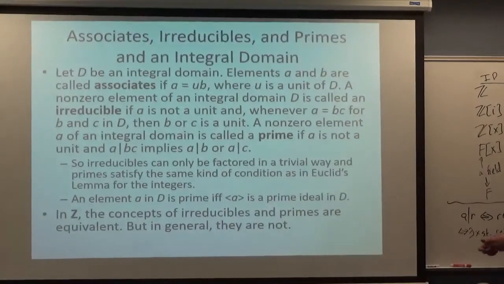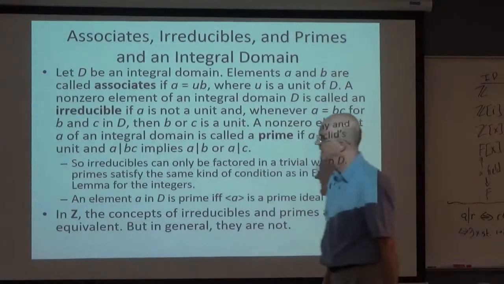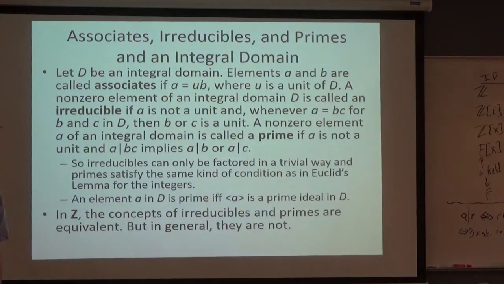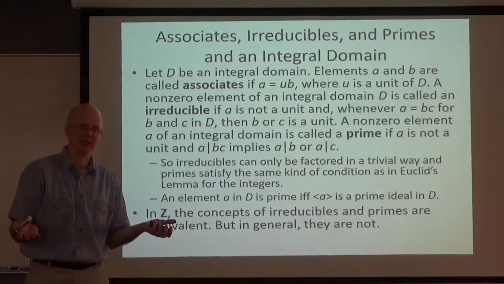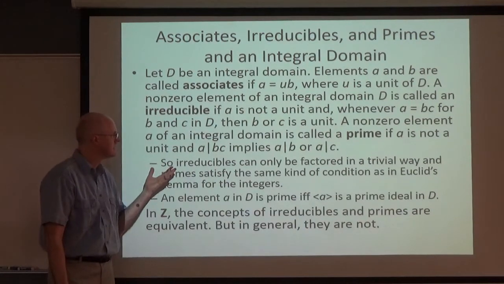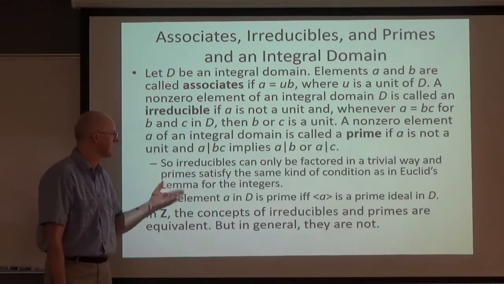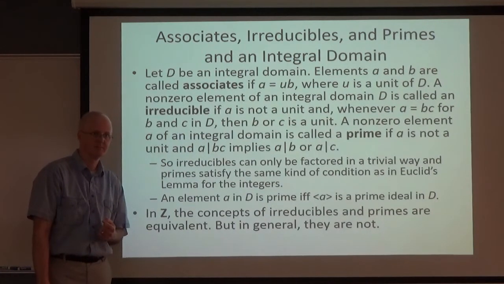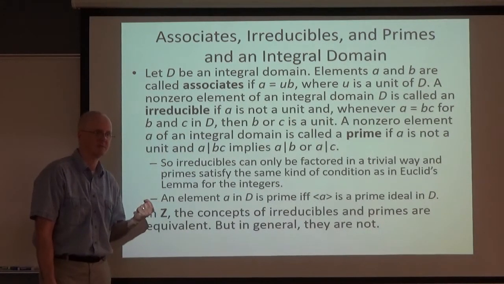In Z, the integers, the concepts of irreducibility and primes are the same. They're equivalent. But in general, they're not. We'll see examples soon. So in this abstract setting, irreducibles satisfy the kind of definition that we typically take primes to satisfy in the integers. And primes are things that satisfy the property that we proved back in chapter 0, that was Euclid's lemma. But now we're taking it to be a definition.